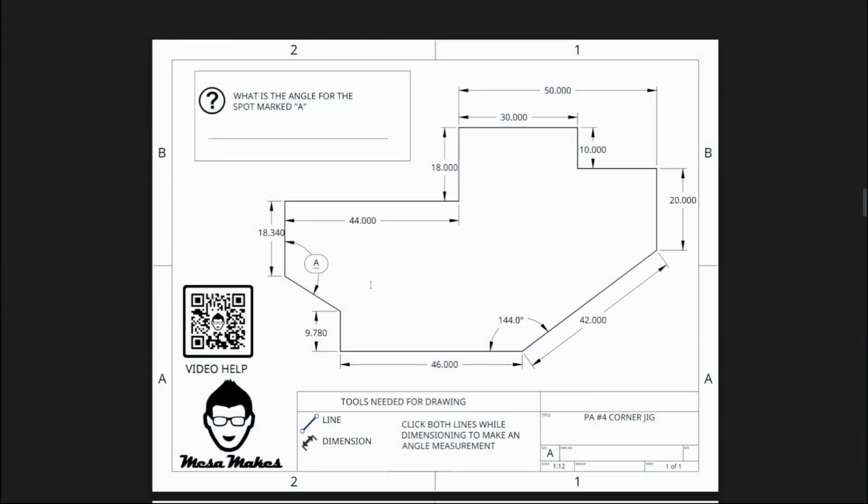All right, guys, welcome back to our practice assignment. Today we're going to be going over PA number 4, the corner jig. So let's take a look at this drawing, break it down, and see what we need to do.